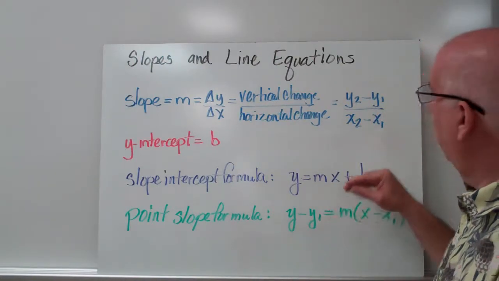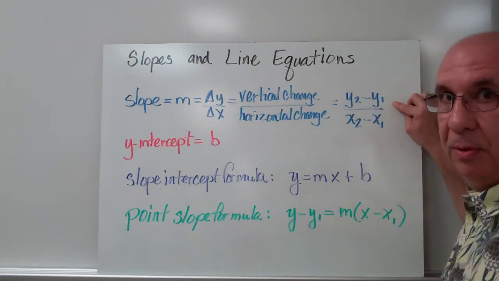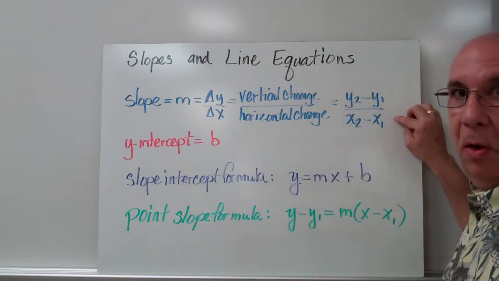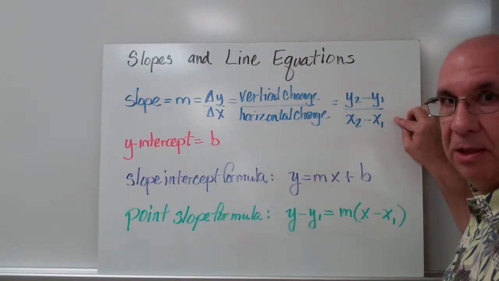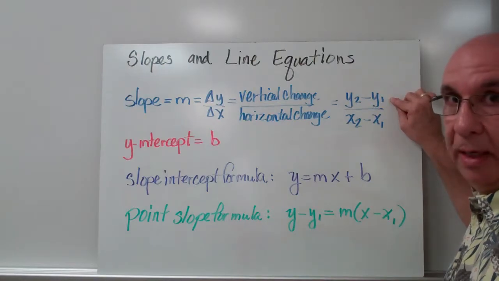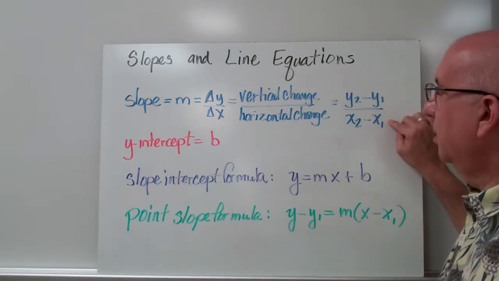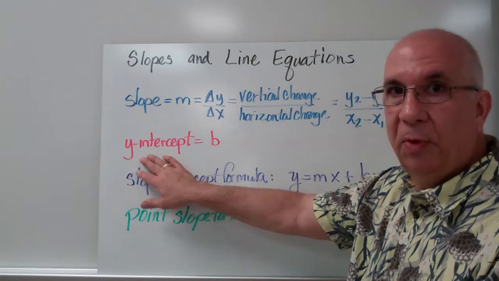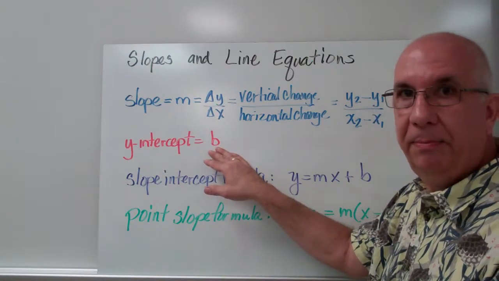The formula for slope is y sub 2 minus y sub 1 over x sub 2 minus x sub 1. That's the change of the y's over the change of the x's. The symbol for the y-intercept is b.